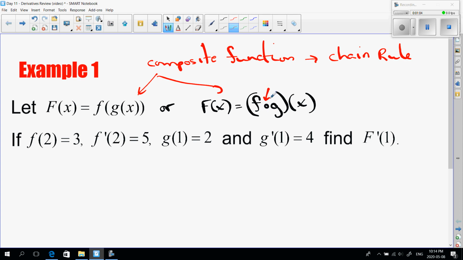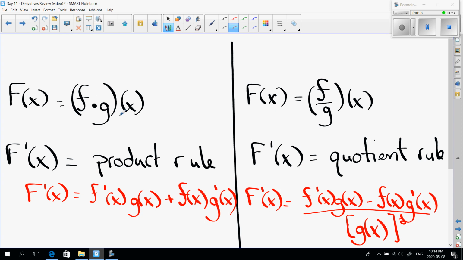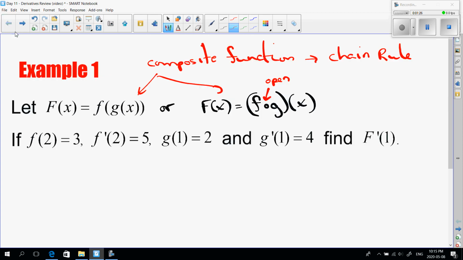Notice the dot is an open dot. That doesn't mean the product. It's not like the product rule. It doesn't say f times g. The open dot means f composed with g. In order for it to be a product rule, it would have to look like this, okay, with a solid dot. When you see the solid dot, that means you're using the product rule.